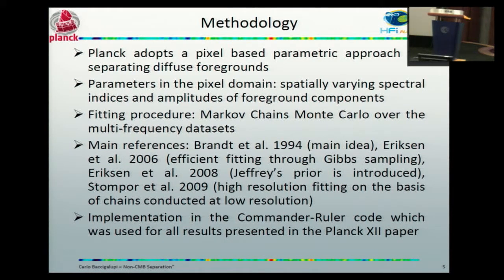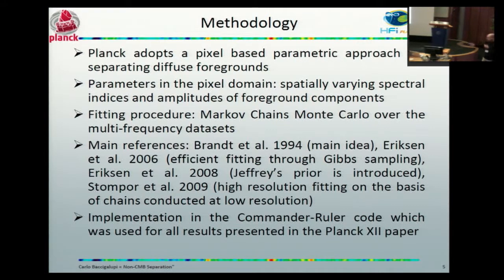Planck, in the component separation paper, adopted a pixel-based parametric approach for separating diffuse foregrounds. Why is that? You do this for convenience of the problems that you are facing, and also because foreground properties in the pixel domain, the real space, may be a direct inspiration for specialized studies of foreground physics, astrophysics. So typically, parametrizations of foregrounds are represented by spectral indices of the power laws describing the foreground components and their amplitudes. And the fitting procedures exploit sophisticated exploration of parameter space by Markov chains.